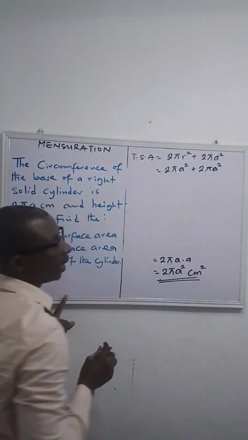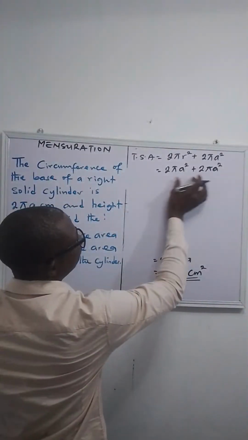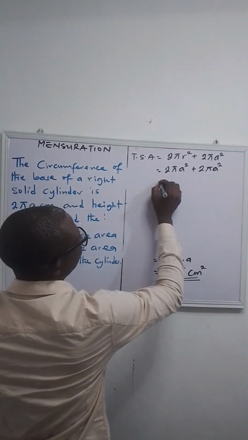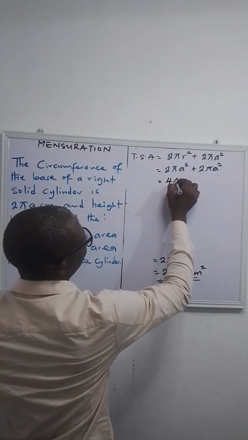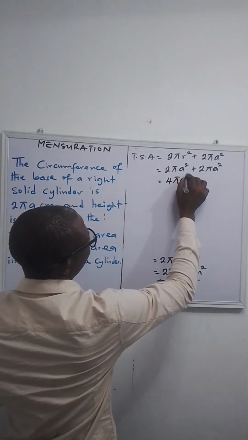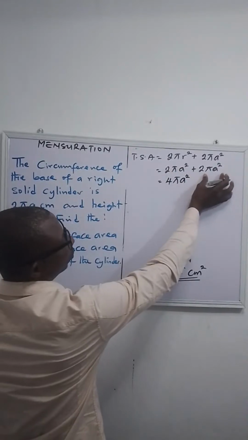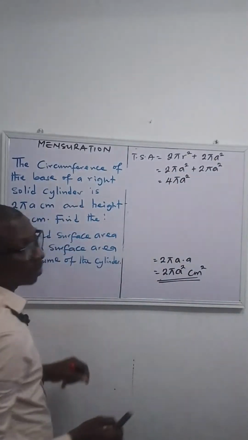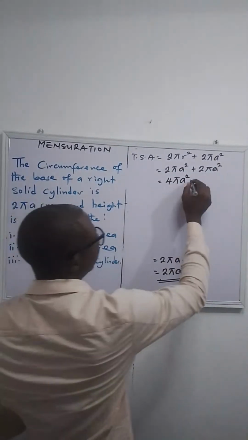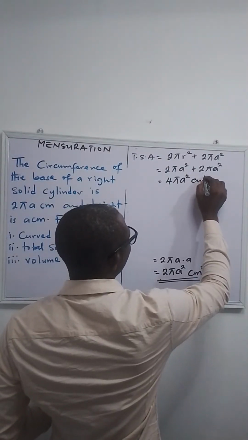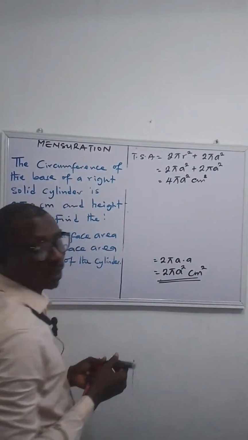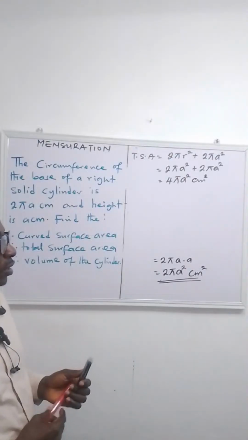So now when you add this together, okay, so you have what? You have 4 pi a squared. Two of these making 4 pi a squared. So it's going to be in centimeter squared. All right, so that is the total surface area.